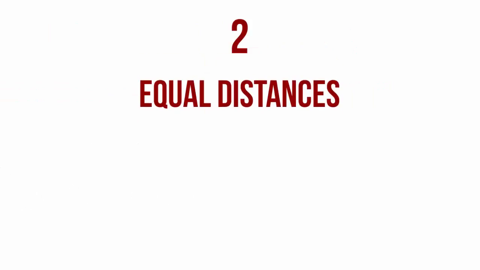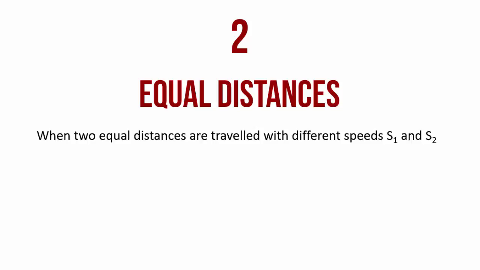The second shortcut relates to equal distances but different speeds. That is, you are traveling two equal distances at two different speeds. There are several scenarios where such a thing can happen and several question wordings from which you can understand that a problem is one of this type.